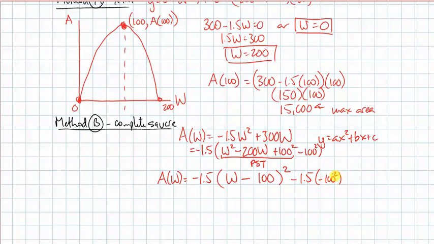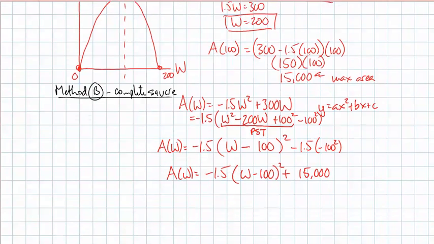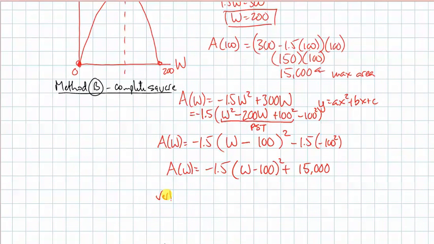So this is actually a negative number times a negative number, which leads to a positive number, and that result is going to be 1.5 times 10,000 or 15,000. This part was already finished, the binomial. And so I've got my standard form, I've completed the square. What I do is interpret the answer. The vertex is 100 comma 15,000, and what that means is a width of 100 produces a maximum area of 15,000. The same answer I had before, done a different method.